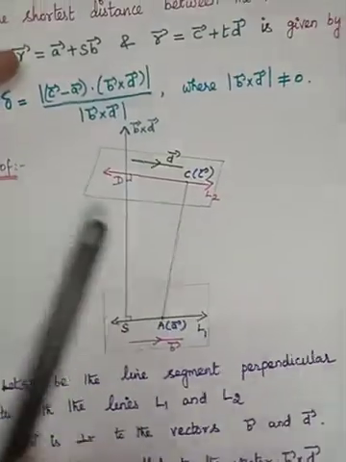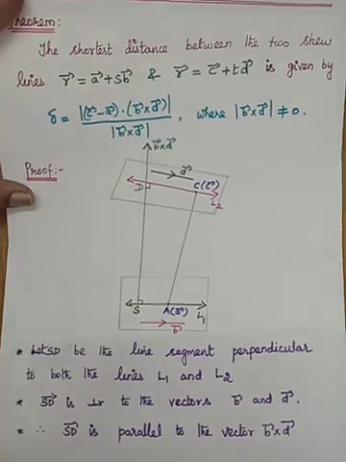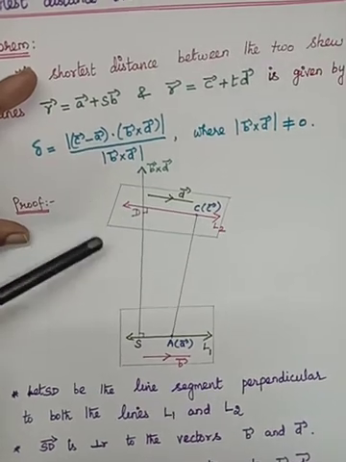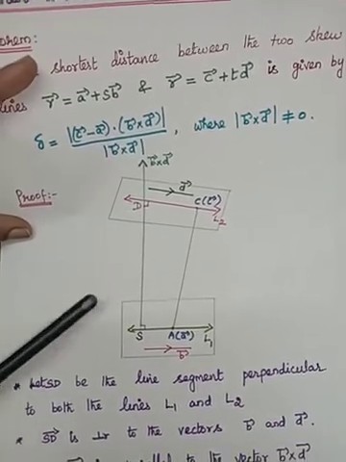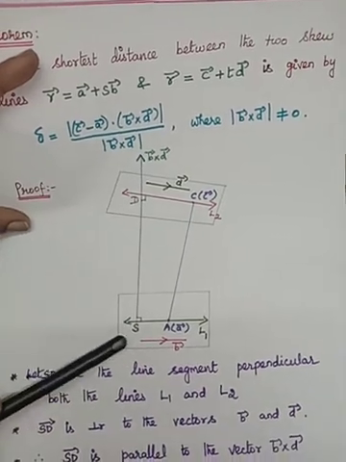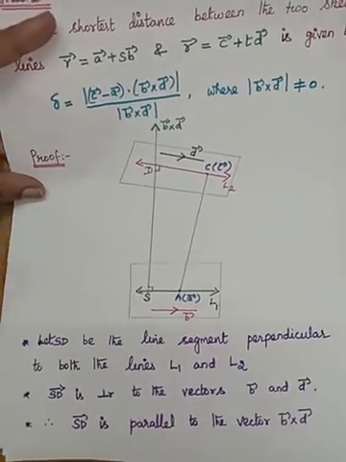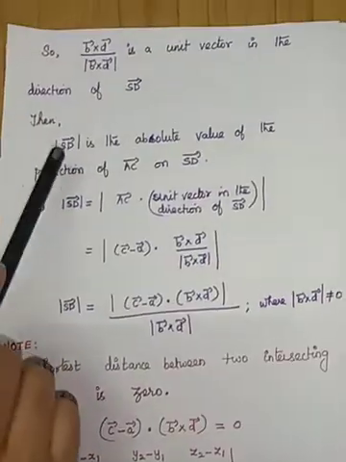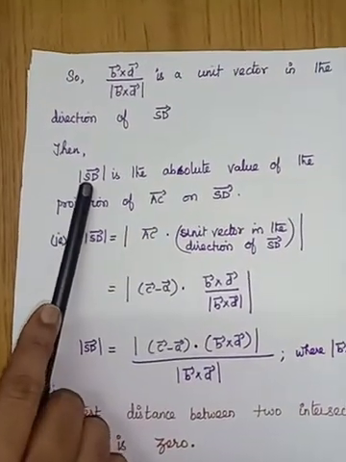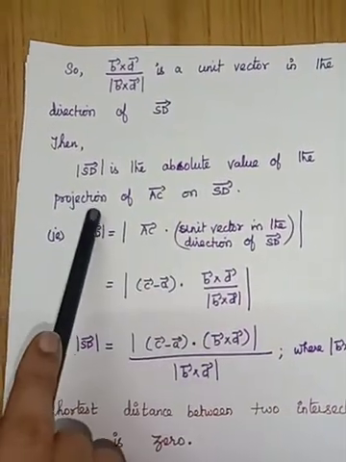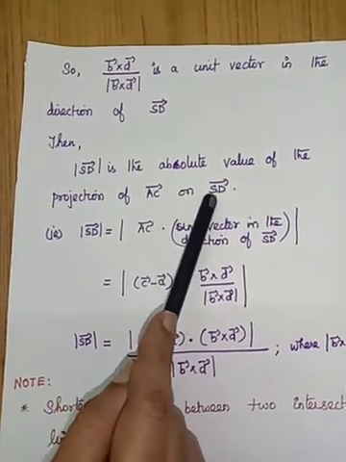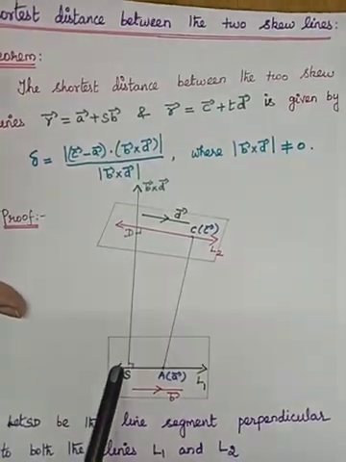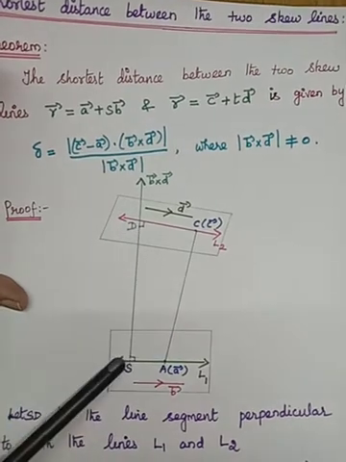Now what is asked? The shortest distance between the skew lines. The perpendicular vector SD vector, whose modulus represents the shortest distance between the two skew lines. So what we have to find is the modulus of SD vector, which is nothing but the absolute value of the projection of AC vector on SD vector. This perpendicular distance SD between L1 and L2 is the shortest distance.